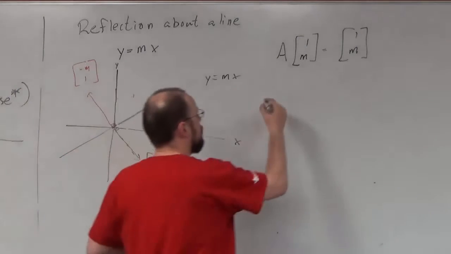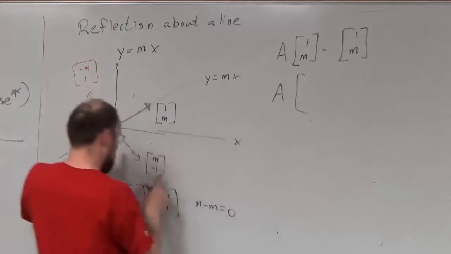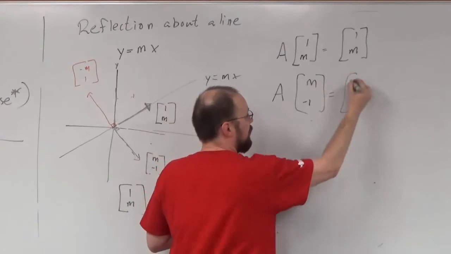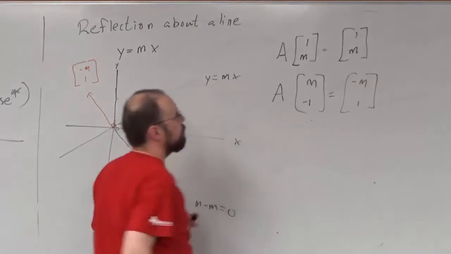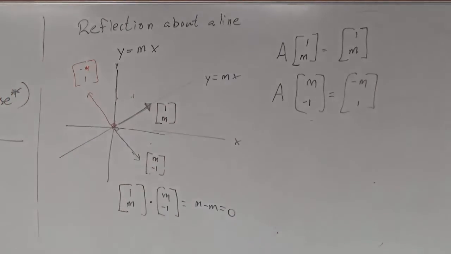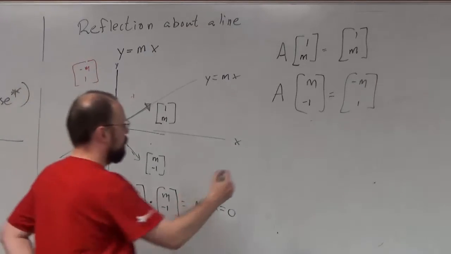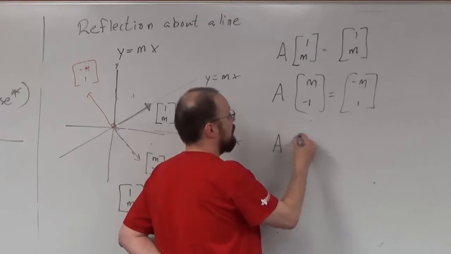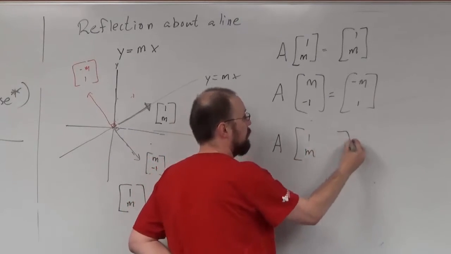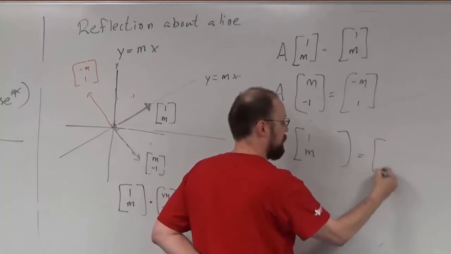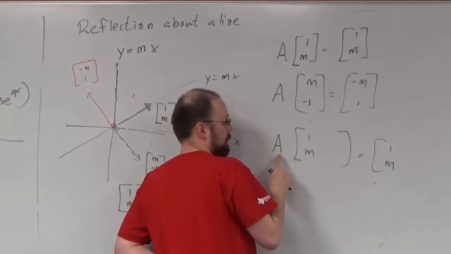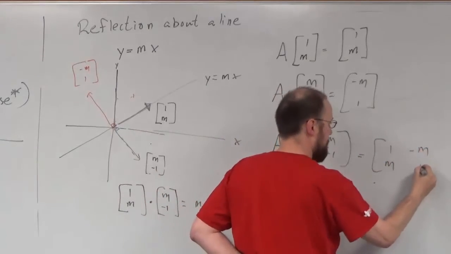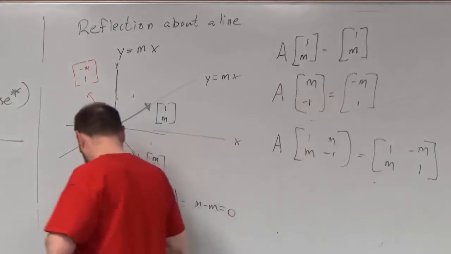So we know that our matrix times this vector, since it's orthogonal to the line of reflection, would be the negative of that. So now we can find our matrix, right? Because we have A times that vector column gives me exactly that column. A times this column should give me exactly that.